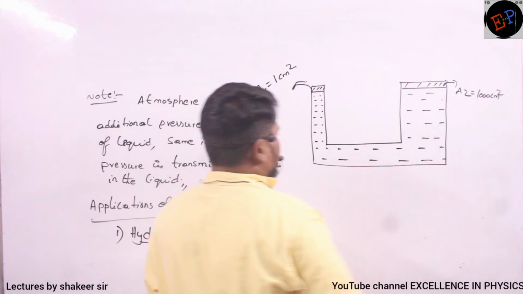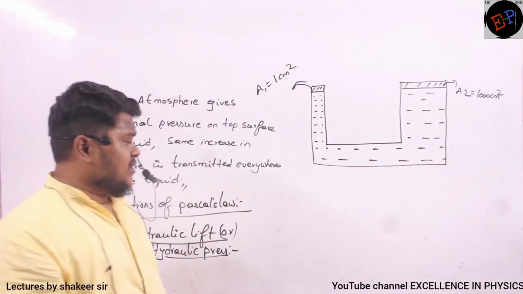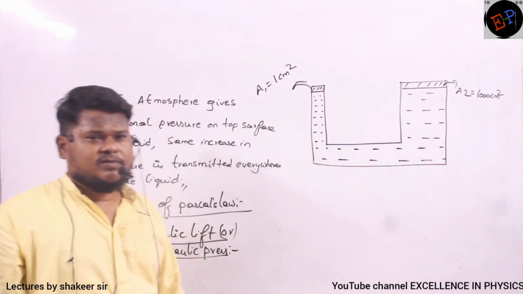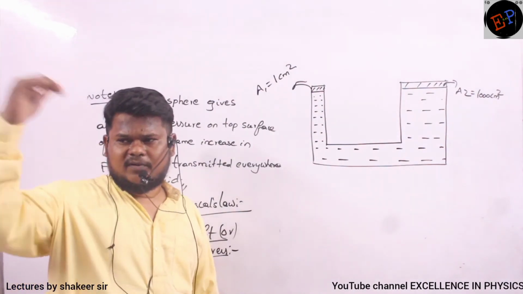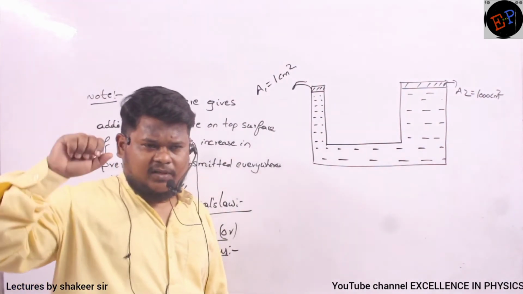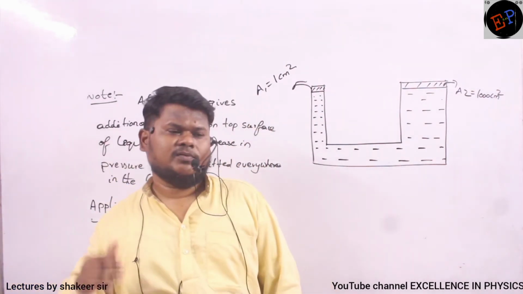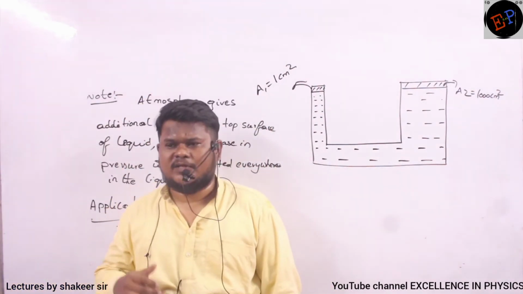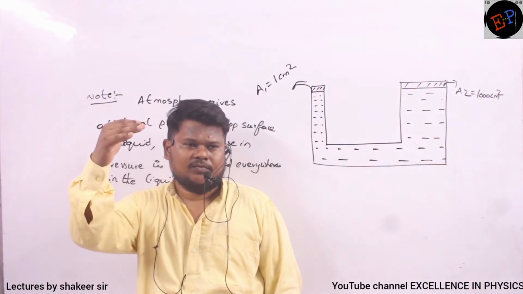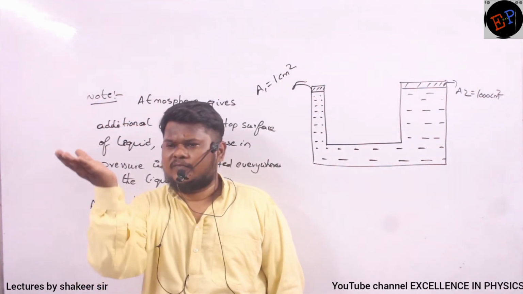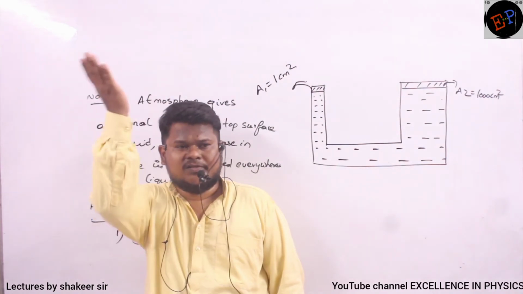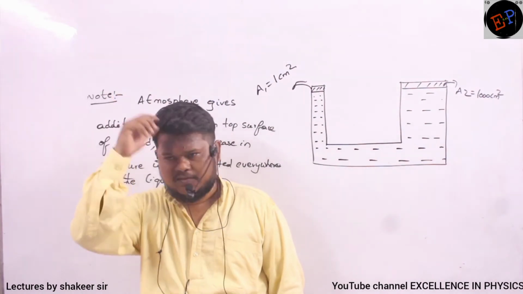Let us see first of all what the application of this hydraulic lift or hydraulic press is. In bigger cities, you will see parking of cars. Have you seen? Cars are very huge in number nowadays, so they construct floors for parking the cars: first floor, second floor, third floor. You go and park your car on this hydraulic lift. Then the lift lifts the car upwards and places it on the respective floor.